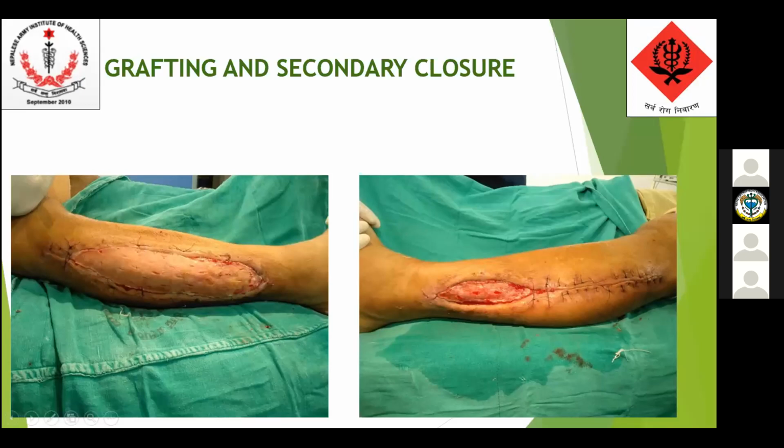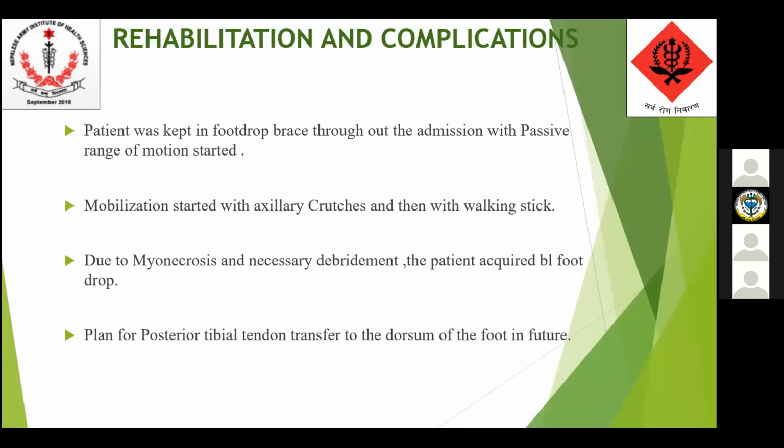Rehabilitation and complications: the patient was kept in a foot drop brace throughout the admission with passive range of motion, which was started immediately after the surgeries, and mobilization started with axillary crutches and then with a walking stick. Due to myonecrosis and necessary debridement, the patient acquired bilateral foot drop. Now we have planned for posterior tibial tendon transfer to the dorsum of the foot in future, with the help of the reconstruction surgeon.